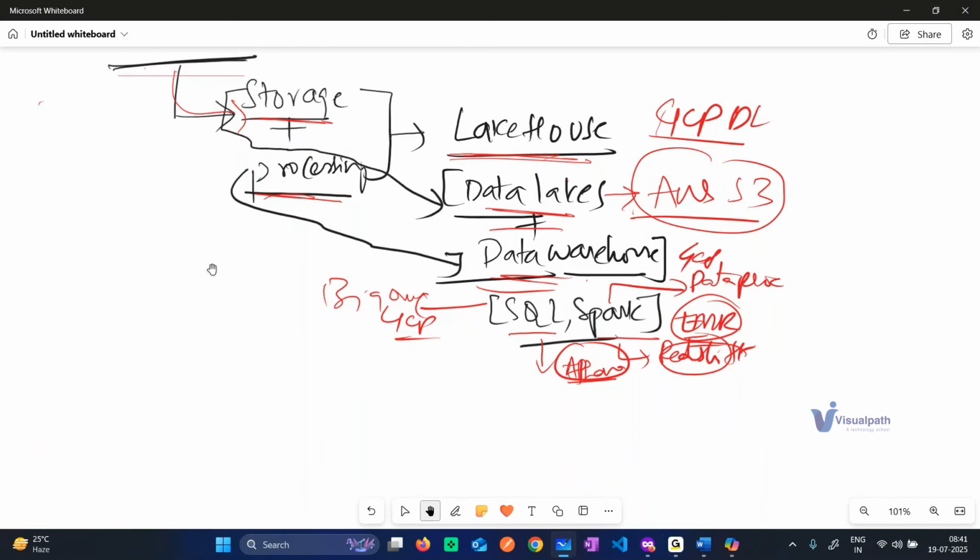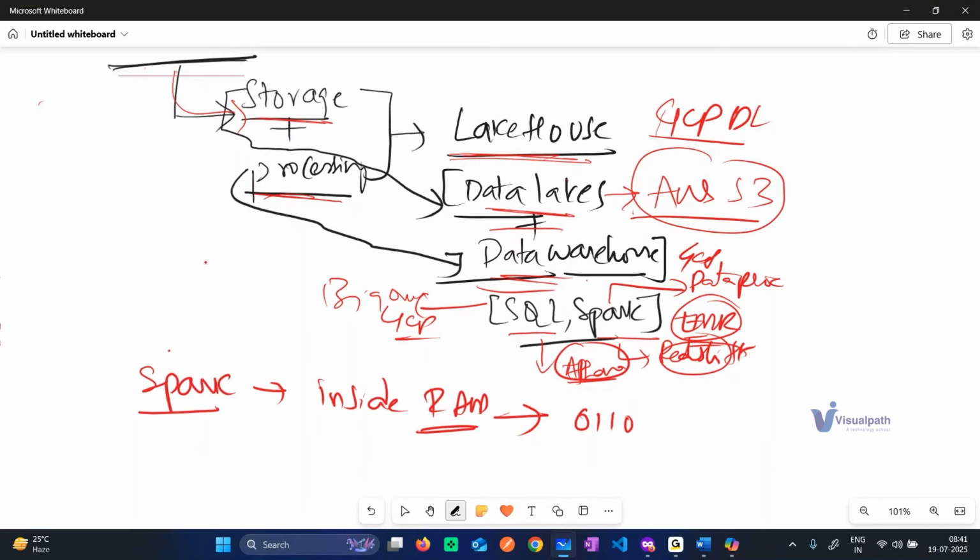Spark is something that you will work with day in, day out. Now the problem with Spark is that it lives inside your memory, that means inside your RAM. Can you talk to your RAM in a natural language? No, you cannot. You have to write code of zeros and ones, which humanly I can't write.